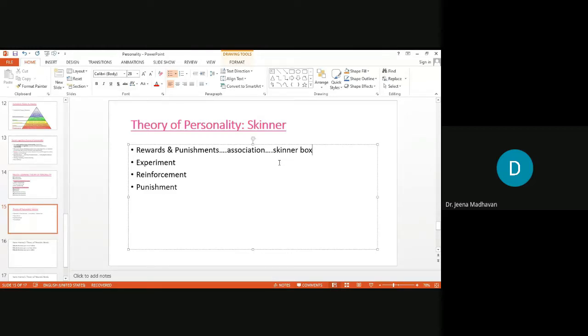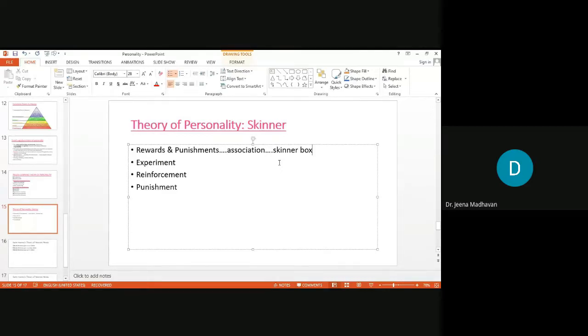But on the other hand, when the rat presses the red button, it receives a mild electric shock. Then what will be the result? The rat does not know which button is which, but accidentally when it presses the blue button, it will get a food pellet. But when it accidentally presses the red button, it gets a mild electric shock. That was what happened.